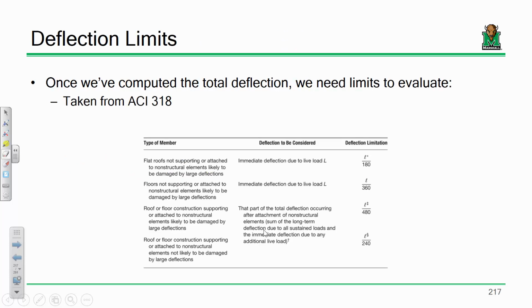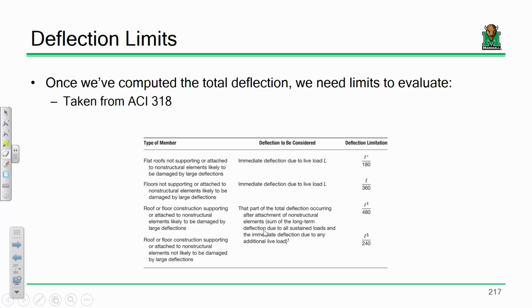So here's our limits. When we assess deflections, we have to make sure that we are assessing deflections according to appropriate limits. So we've got really 4 different types of members that we're going to assess, and I want to read these one at a time. So let's take the first one. Okay, actually, let's take the first 2 because they're going to be very similar.